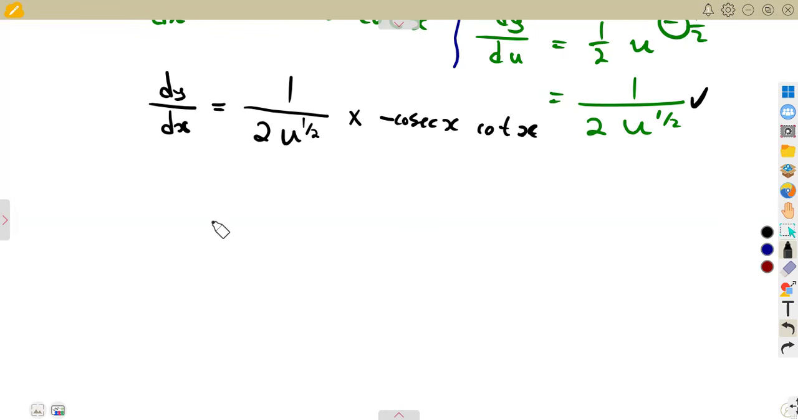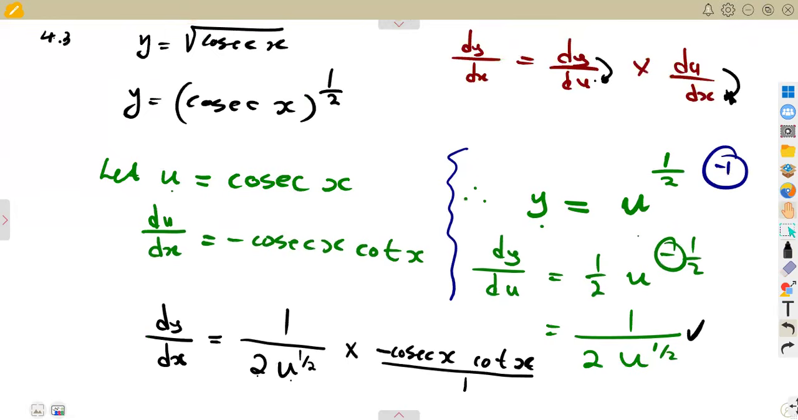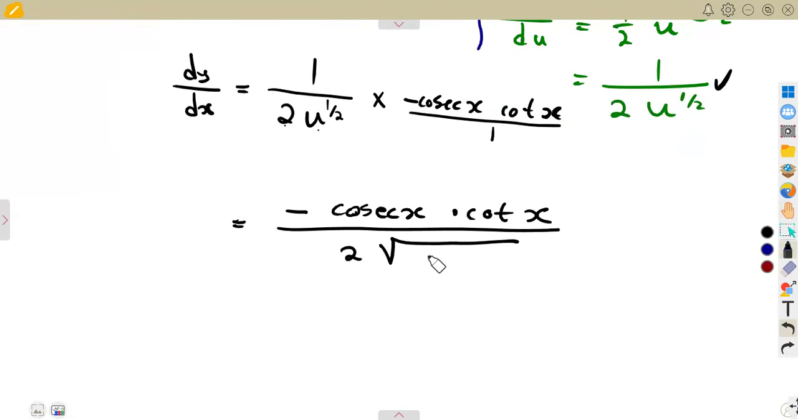So this can be written by multiplying, because this is the same as over 1. It was supposed to be 1 times this, which is negative cosec x times cot x, everything over 2 u to the exponent of a half, knowing that the exponent of a half represents the square root. But what is u? Remember, u is the cosec. So it is the square root of the cosec of x. That is it, you're done.